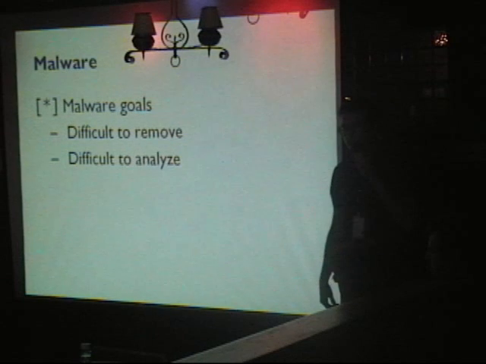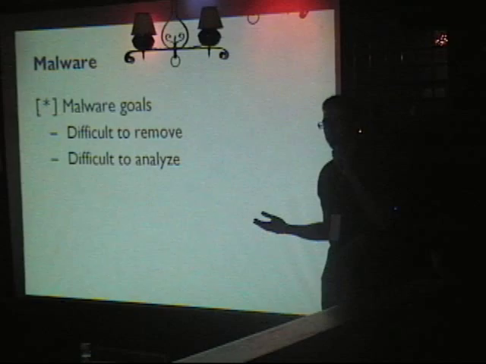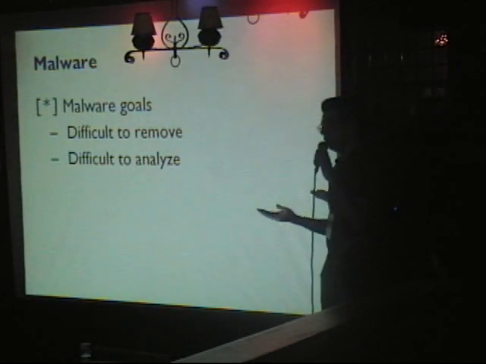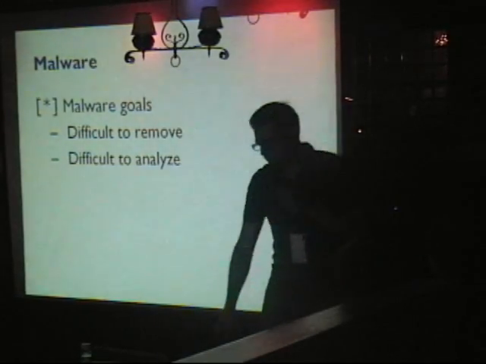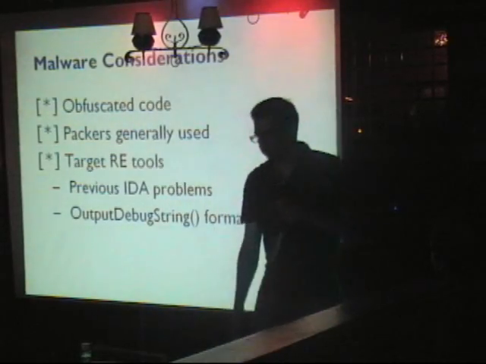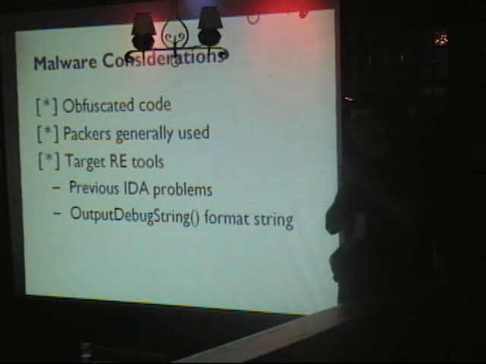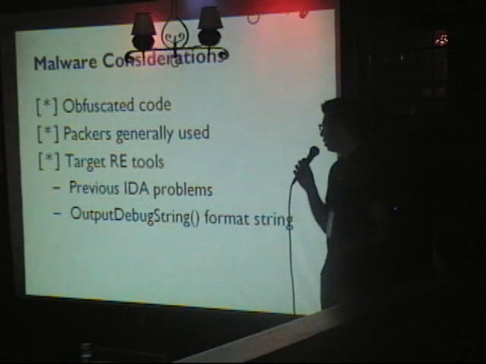So, malware. The goals of malware are to be difficult to remove and difficult to analyze. Usually, the author of the malware doesn't want anyone to reverse engineer it. So they're going to use hackers, different types of obfuscation, and they're going to actually attack the reverse engineering tools. There have been attacks against IDA Pro, which is the most popular disassembler, through different vulnerabilities.